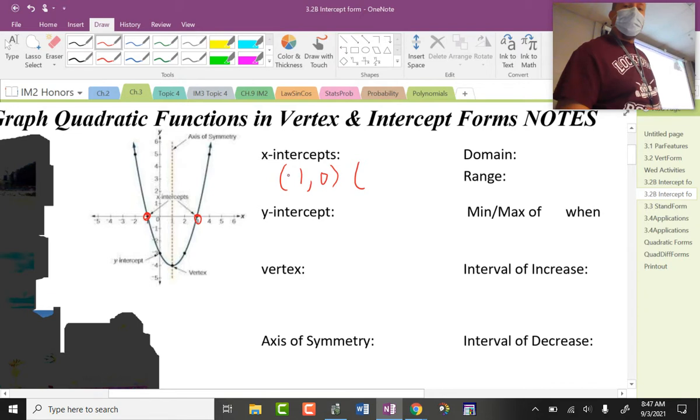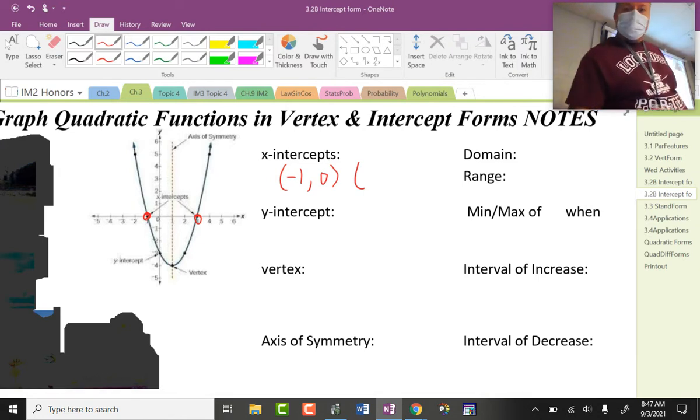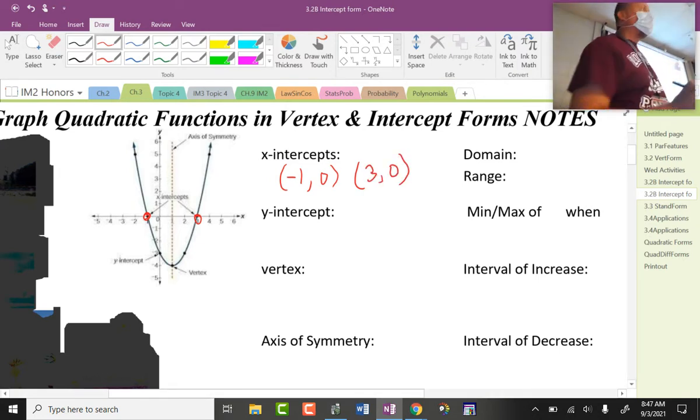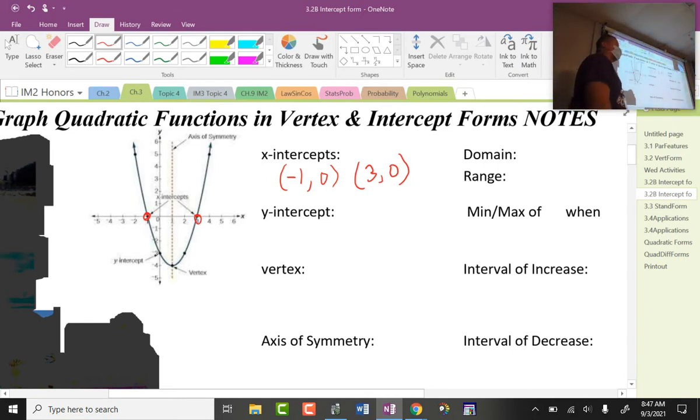And I'm sorry, I already made a mistake right off the bat. Of course it's -1, comma 0. My bad. And then the other one is 3, comma 0. Okay? So we're all good there. And then understand 3, comma 0.